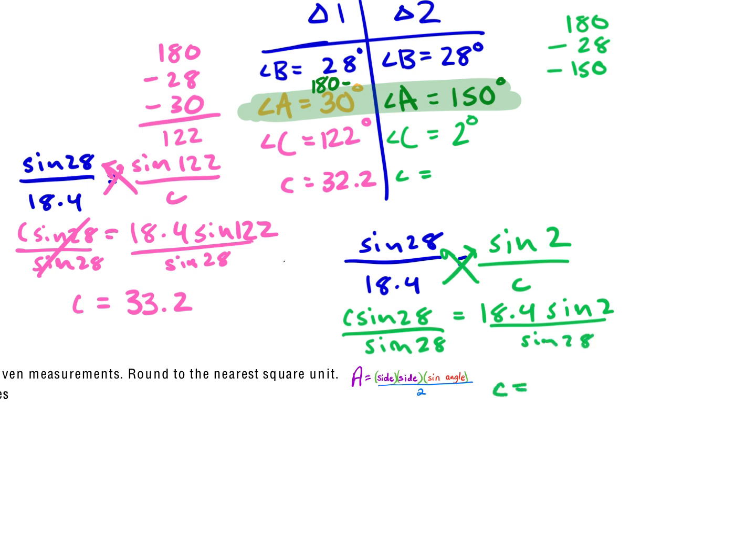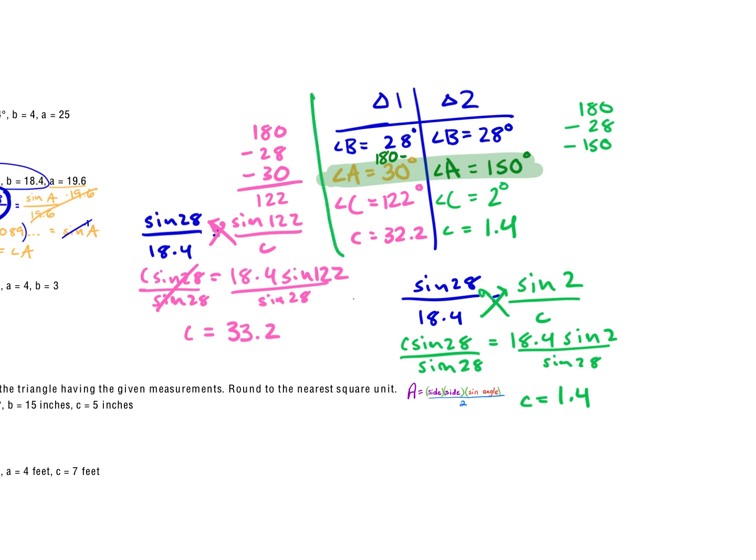So C is equal to, we're going to put this in our calculator, 18.4 times sine of 2 divided by sine of 28. We get 1.36, so I'll call it 1.4. So these would be our 2 triangles. So we technically have 6 answers here.